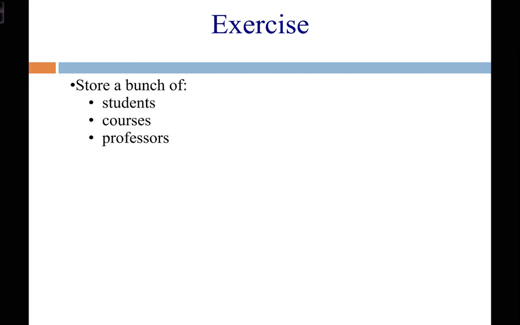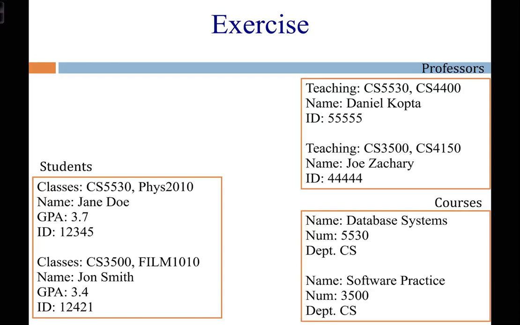Now, let's say not just students, I'm saving students and courses and professors. So that kind of looks like this. I have some file somewhere that has all of the student records, some other file that has all the course records, and professors' records. Each one of these is structured. A student has a list of classes, a name, an ID. A professor has a list of classes that they're teaching, a name and ID. So each one of these files contains the same types of records, and they are all structured amongst themselves.